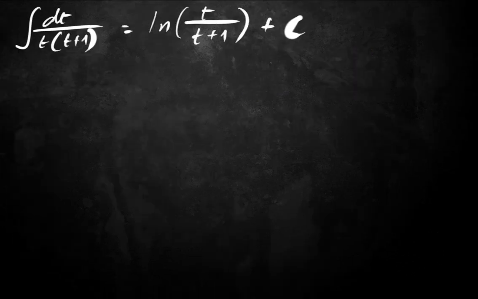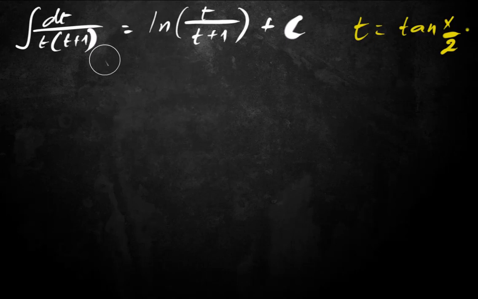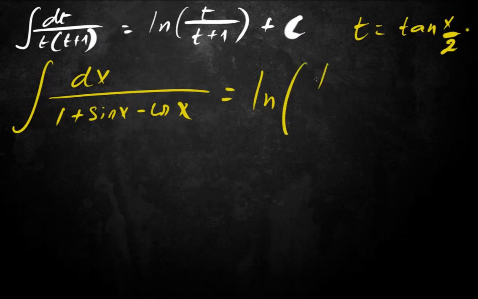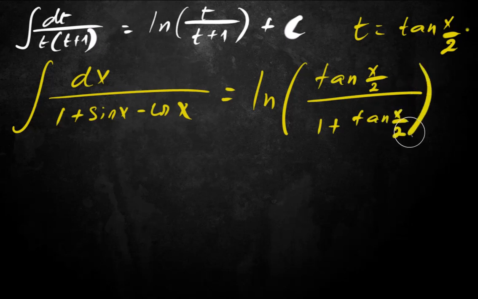Since t was equal to tangent of x over 2, we can now get back to our integral. We can say that integral of dx over 1 plus sine x minus cosine x is equal to natural log of tangent of x over 2 over 1 plus tangent of x over 2 plus a constant.